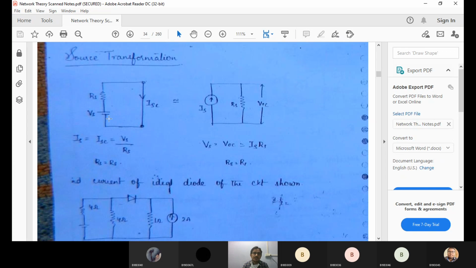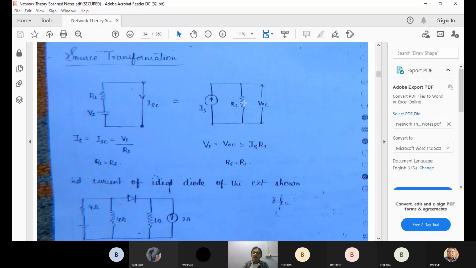Always you remember this point. Voltage source is always connected with a resistance in series to it. In a current source, always a resistor is connected parallel across it. So a voltage source can be converted to a current source, and a current source can be converted to a voltage source.